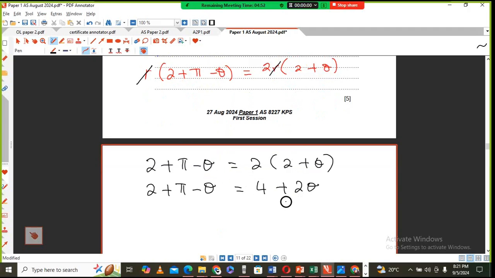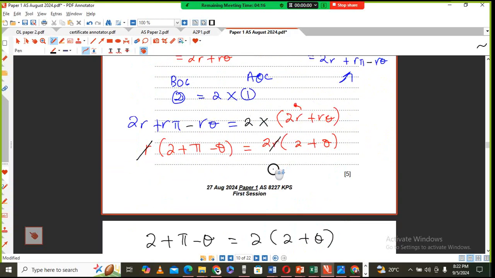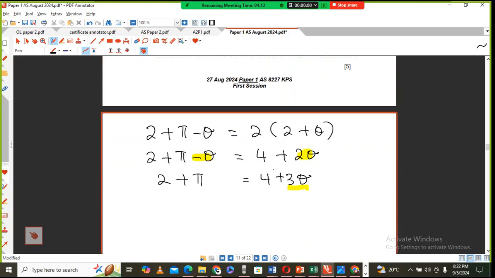So on this side, I will have 3 theta. That means if I take away this minus theta, what I did there, I got rid of this one by adding it to this one, to give me 3 theta. So far, so good. Remember, they say we must find the value of theta, correct to two significant figures. That is what I'm trying to do. So that 4 should vacate the space.